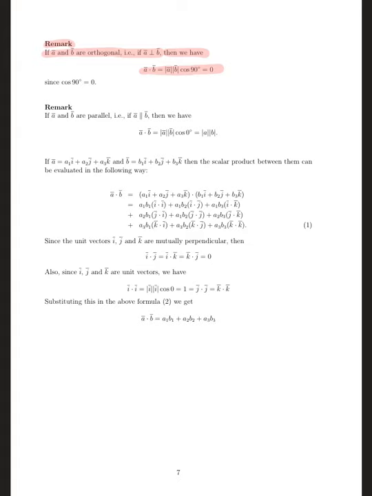Here's another remark. If A and B are parallel, that's what this little symbol means, two parallel lines, A is parallel to B. Then we have the dot product A and B is equal to magnitudes multiplied together times the cosine of 0. So if they're parallel, the angle between them is 0. The cosine of 0 is 1. So the dot product of two parallel vectors is just the product of their magnitudes.